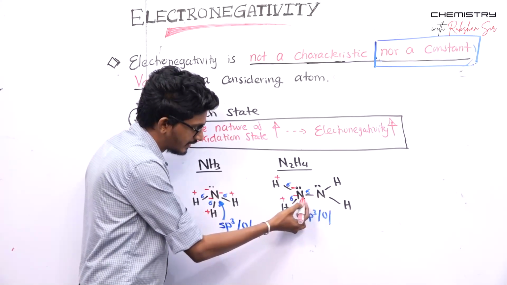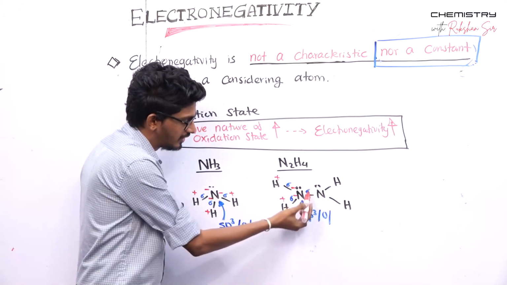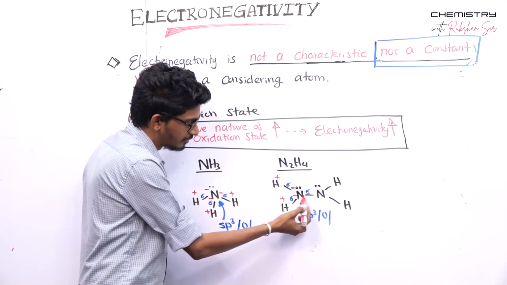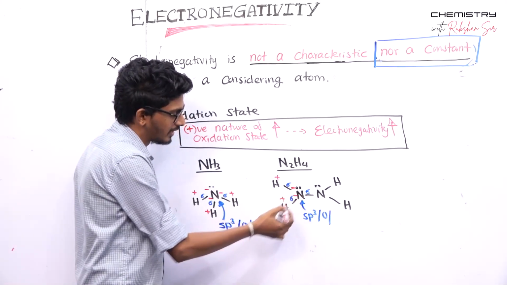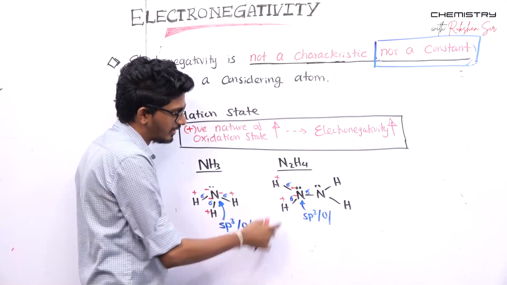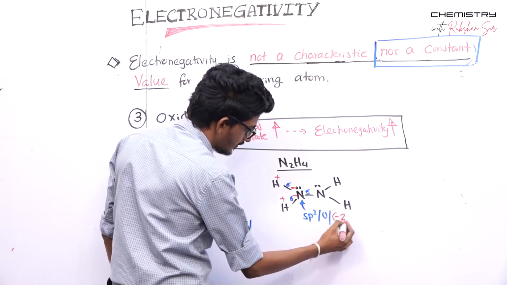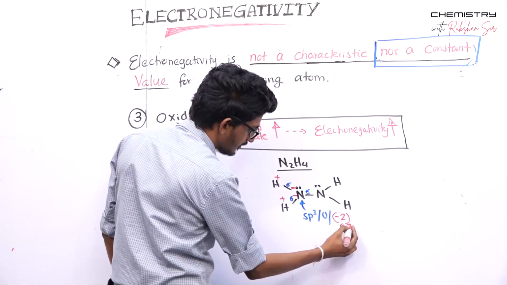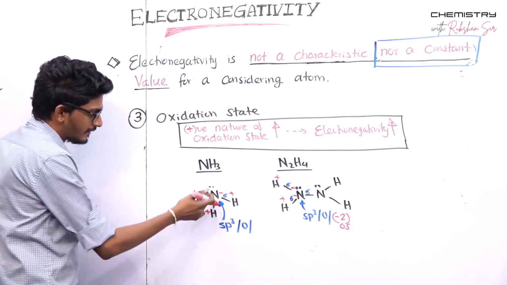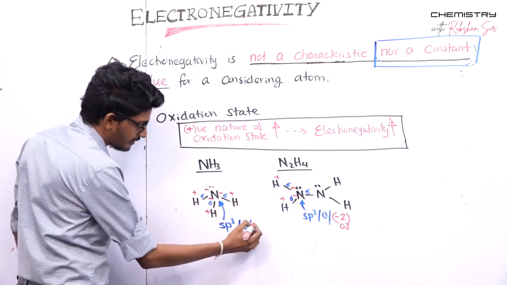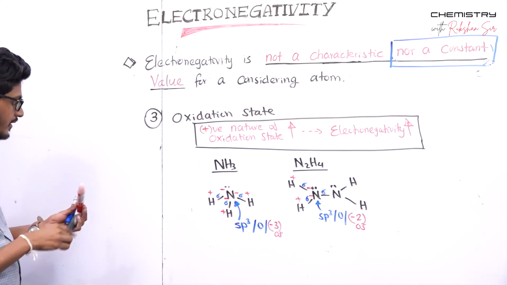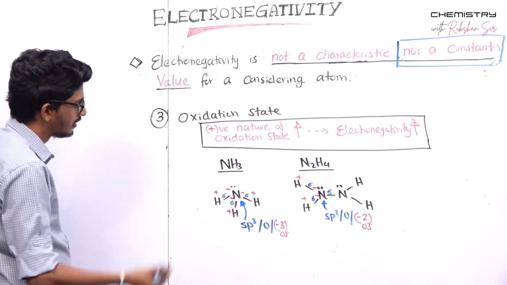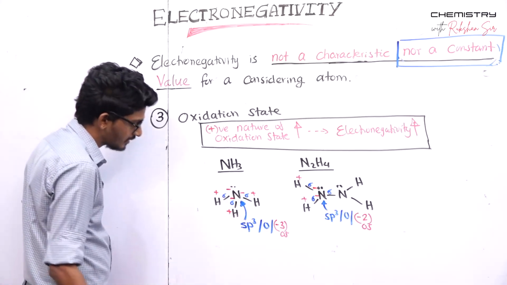For this bond, there is no charge variation because the electrons are at the center, since those atoms have the same electronegativity values. So the charge of this atom, if all the bonds are considered ionic, is minus 2. That is your oxidation state. For here, the charge is minus 3, 1, 2, 3, minus 3. The oxidation state is minus 3. So that is the third point, the charge on the atom.